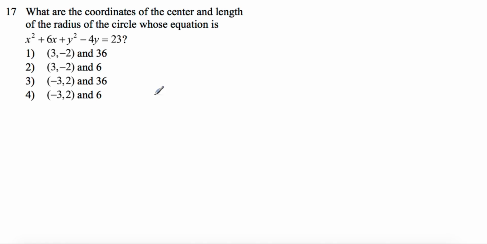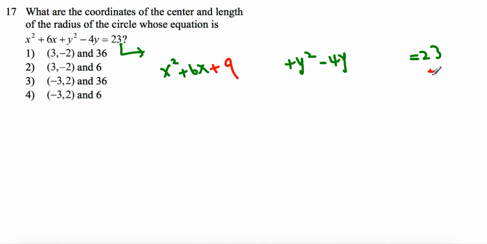What are the coordinates of the center? In this case, we have to complete the square. So we have x squared plus 6x, and give ourselves some space, plus y squared minus 4y, equals 23. First we have 6, so we have to add 9 to both sides. We got 9 by dividing 6, the middle number, by 2, and then squaring that. Here we get 4, so I have to add 4 as well.